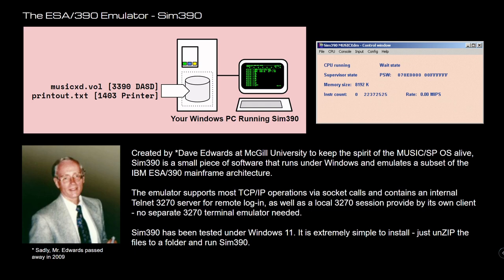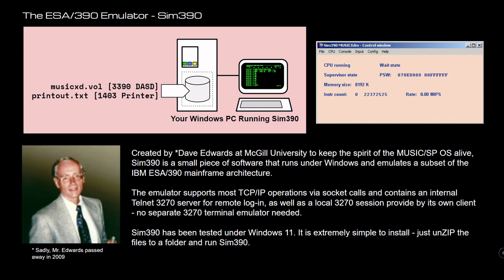What is this about? Again, the basis here is to bear with me, and then we'll get into the techie stuff, but this goes a long way. The guy who made all this happen was David Edwards, and he passed back in 2009. He was an employee of McGill University up in Montreal. And he had a lot to do with Music SP, the operating system.